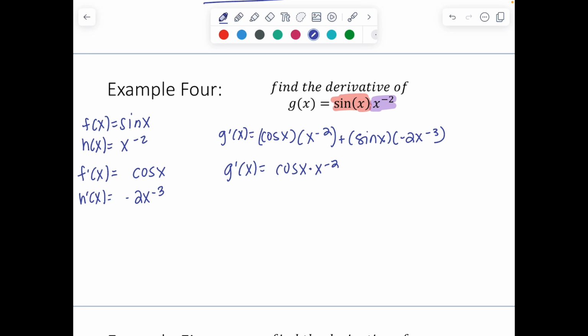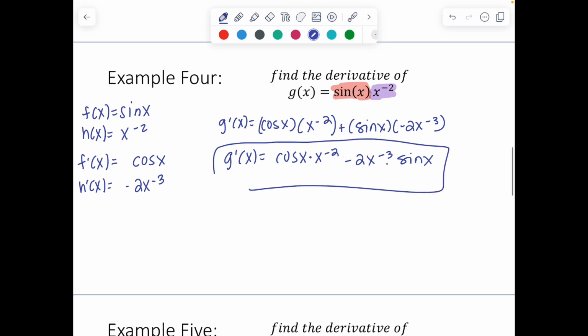The only thing I'm going to do to simplify is bring the minus 2x out in front. So I'm going to have minus 2x. Or I'm just going to bring them both out in front. It's the same thing, but I just like when the coefficient leads. So that's the answer for this one. I'm going to keep moving.